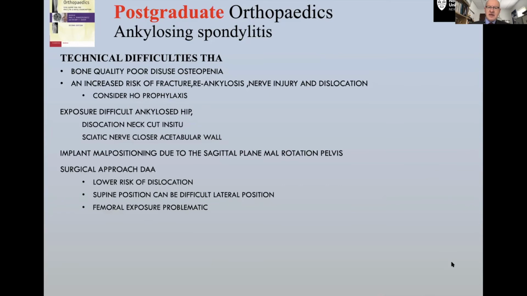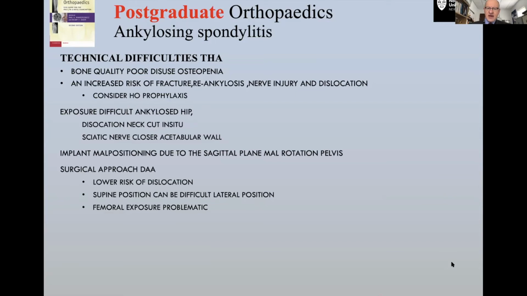Technical difficulties encountered at surgery. The bone quality is poor due to disuse osteopenia. There's an increased risk of fracture, reankylosis, nerve injury, and dislocation. You might want to consider heterotopic ossification prophylaxis. Exposure of an ankylosed hip is difficult. Again, like the rheumatoid hip, you may need to cut in situ.